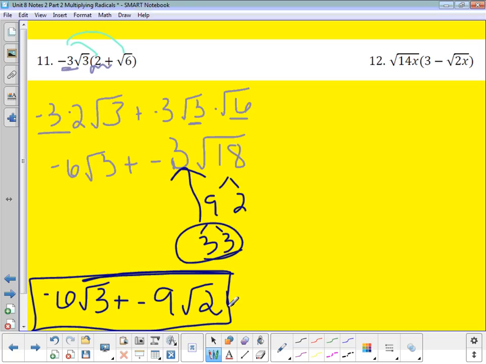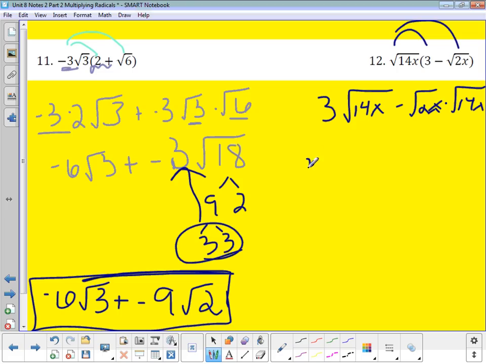Let's take a look at number 12. So number 12, we're going to distribute in that radical again. So that 3 initially is going to come out on the outside because it's on the outside of the radical. And then I'm going to keep the square root of 14x underneath the radical. Now I have the square root of 2x, and I'm going to multiply that by the square root of 14x.